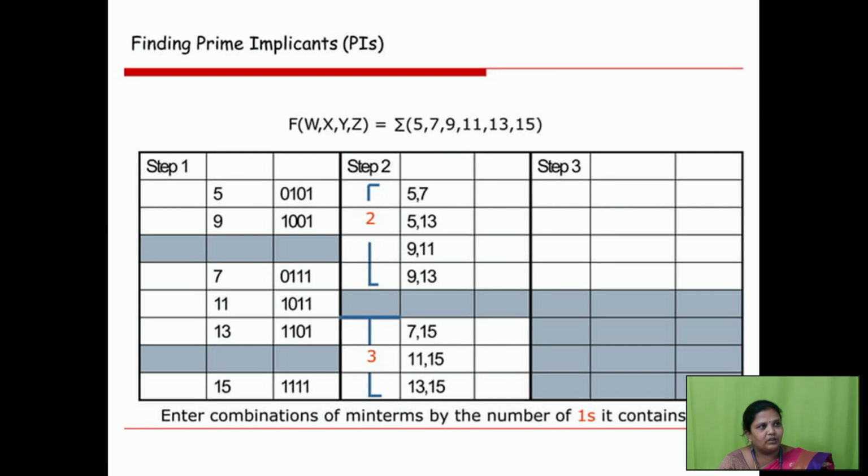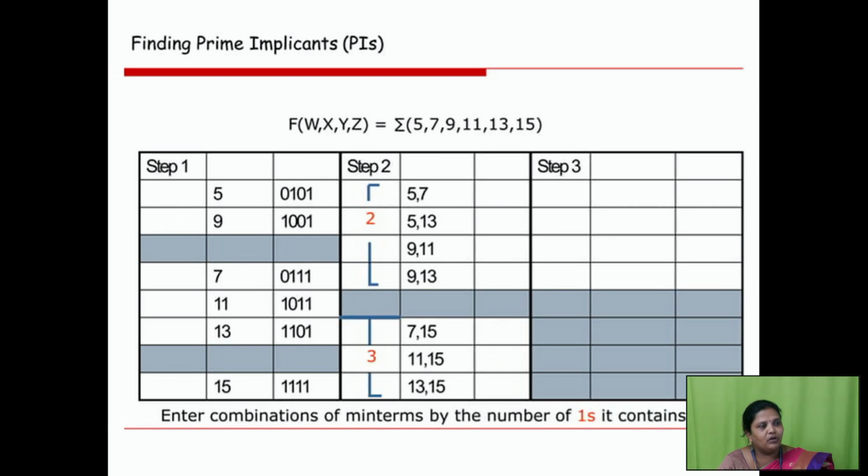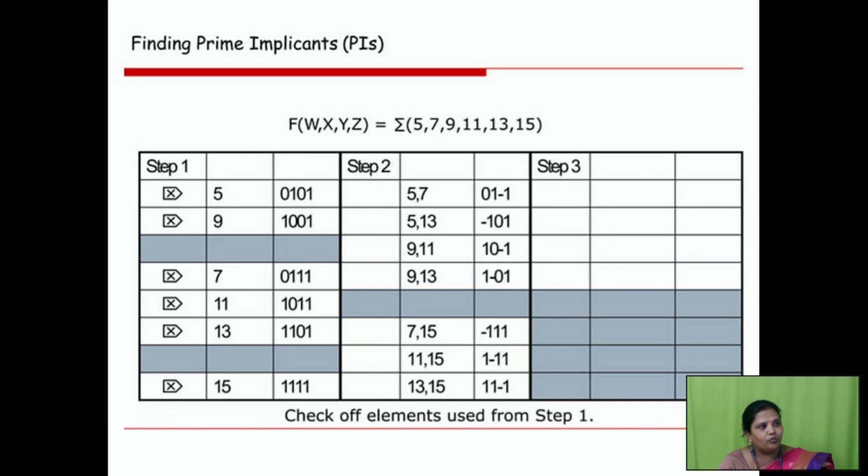Next we check 9 comma 13. If you check 9 comma 13, the second position is changing, so we write 1 dash 0 1. Likewise, we compare 7 and 15. When comparing 7 and 15, the first position is changing, so dash 1 1 1. Then next you compare 11 comma 15. When comparing 11 comma 15, the second position is changing, so 1 dash 1 1.